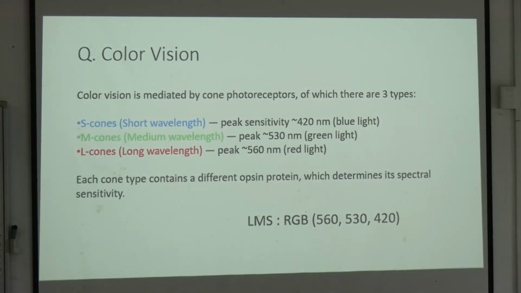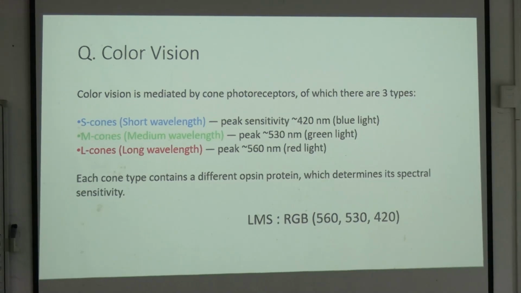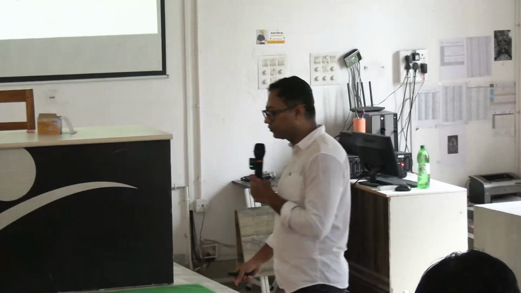Color vision, again an important short note for you. You will tell there are 3 different types of cones: S cone, M cone and L cone, for sensing blue light, green light and red light. The presence of 3 different types of cones is also called the Young-Helmholtz theory.